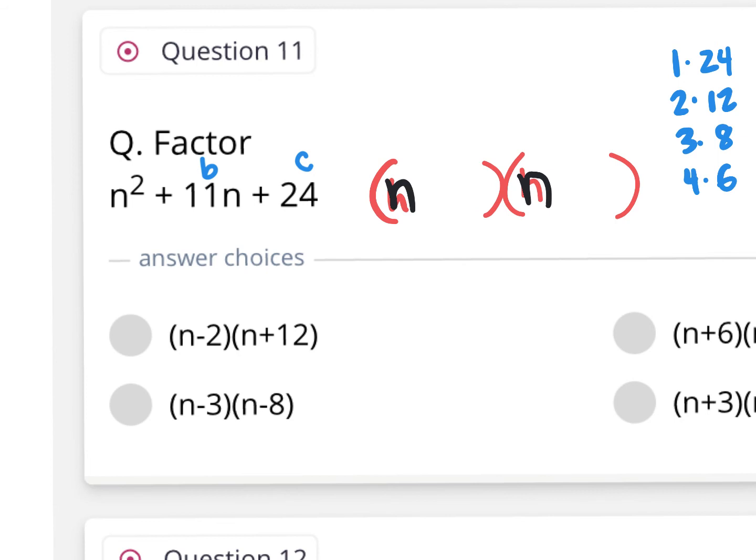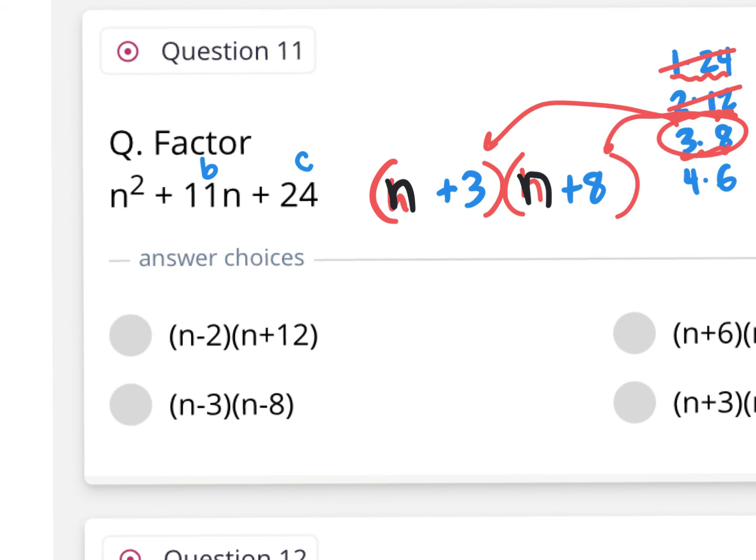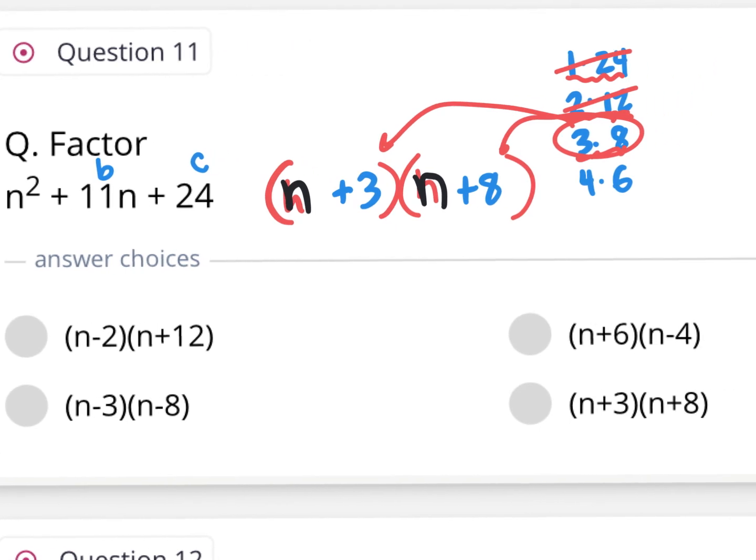So which pair of numbers combines together to give us the b value, positive 11? Well, 1 plus 24 is 25. Can't be that one. 12 plus 2 is 14. Can't be that one. 8 plus 3, that is 11. This is the winner right there. So plug in the 3 right there and the 8 right there, and you are good to go. Plus 3, positive 8. And the answer is right here.